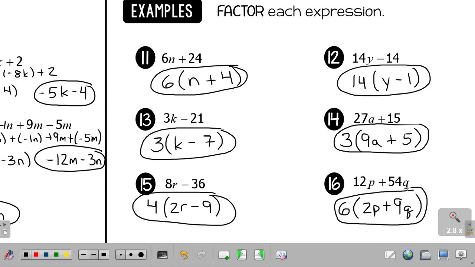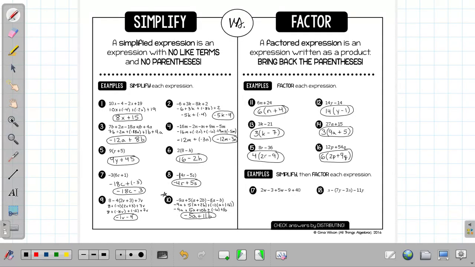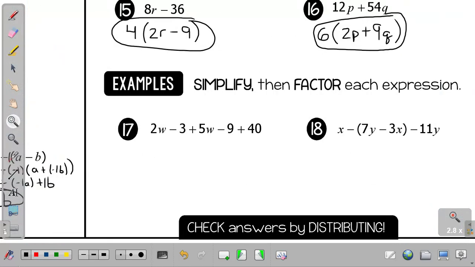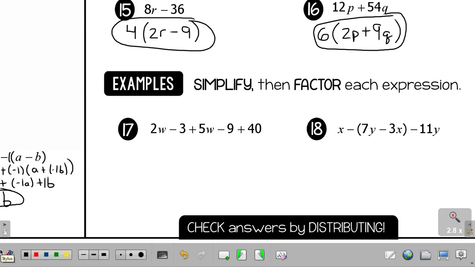But then the last type of question here, okay. So once again, let me zoom out and then zoom back into the bottom here. The exact last type of questions we've been doing is simplify, then factor. So you're kind of combining the ideas of simplifying something, getting rid of all the like terms and getting rid of all the parentheses. And then once you do all that, bring back the parentheses. So undo the distributive property. Okay. So once again, we go through here and simplify.